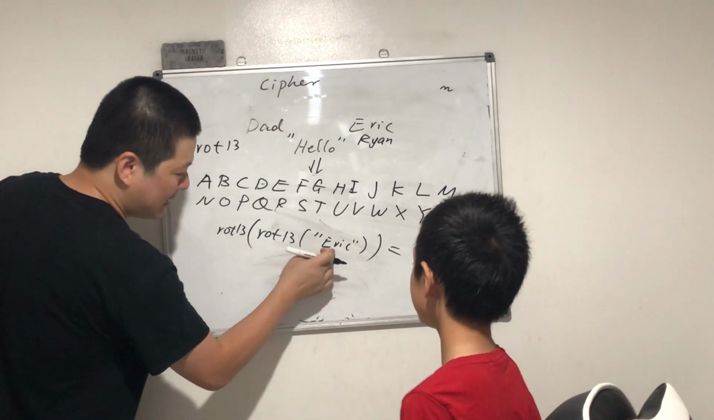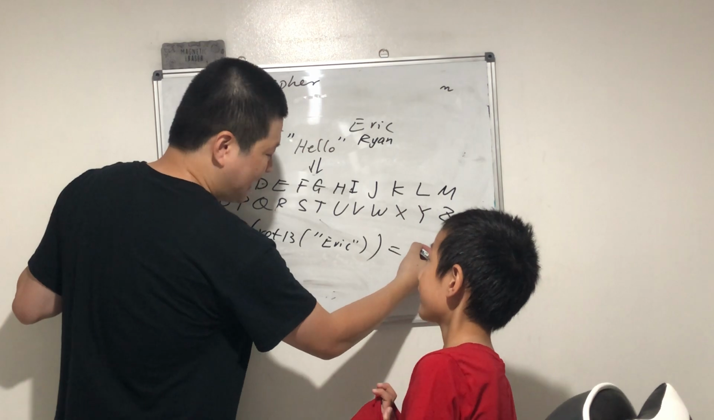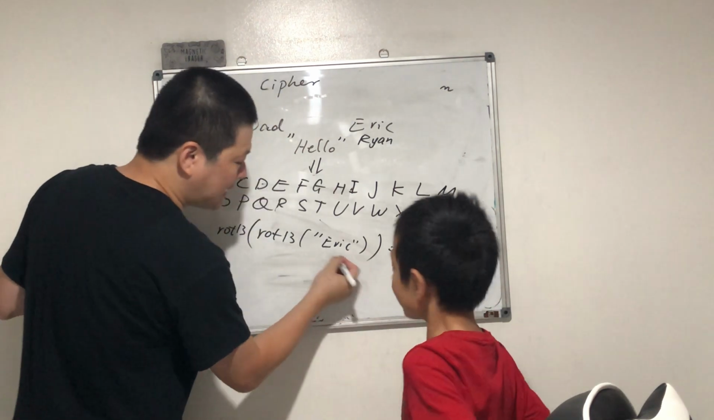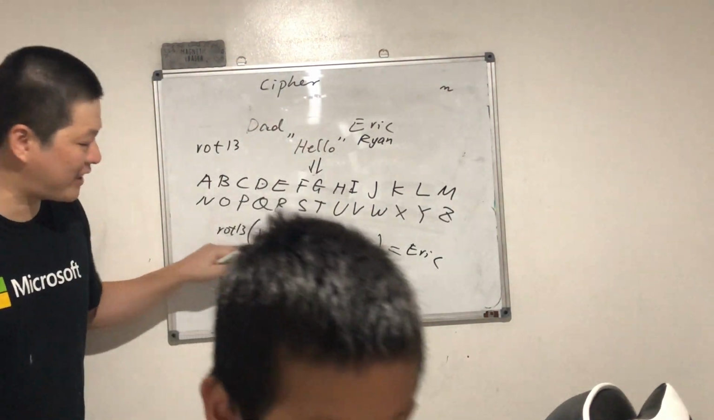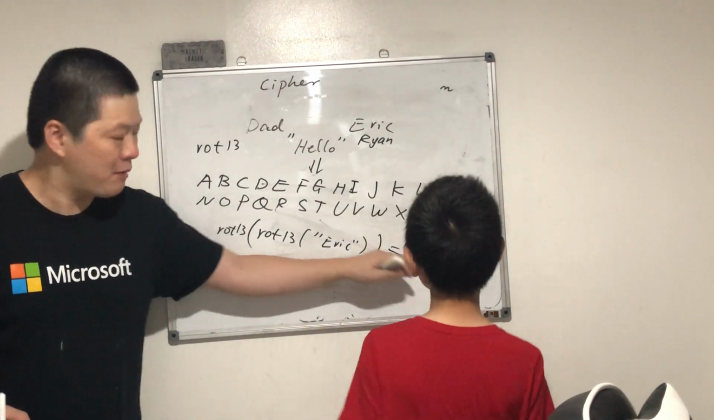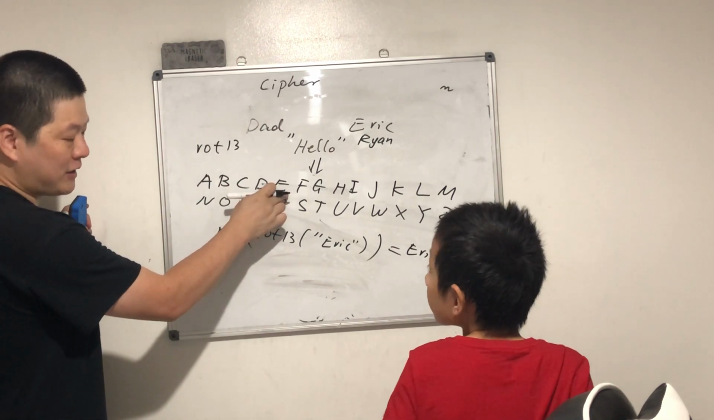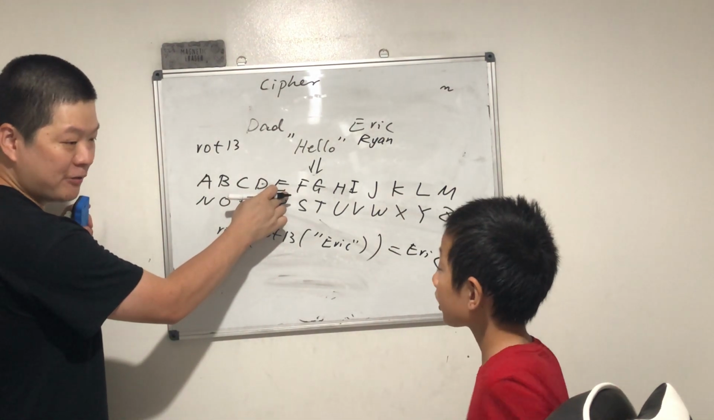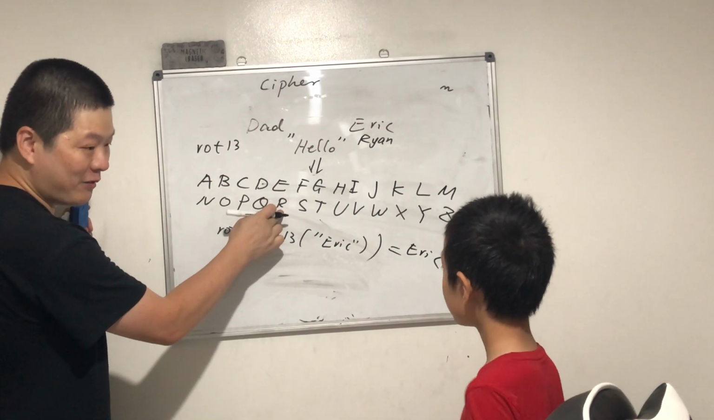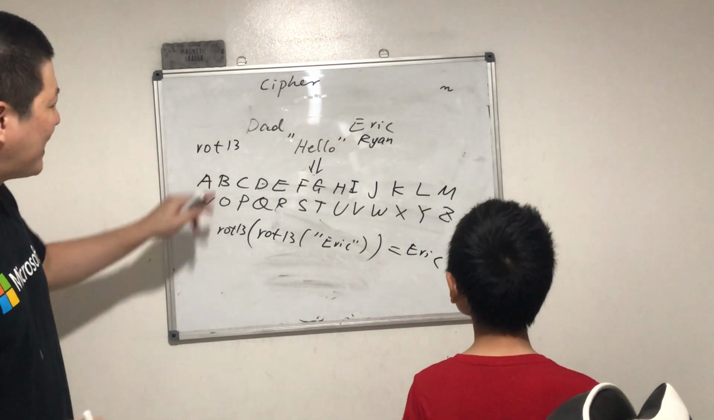ROT13. So this is ERIC, and ROT13 again. What does it become? REVP. Yeah, well done. That's what I mean. So for the same message, performing ROT13 twice, it won't change, right? Because look, what's the encrypted version of E? R. And what's the encrypted version of R? E. You see? Yeah, that's what I mean. So that's the cipher.